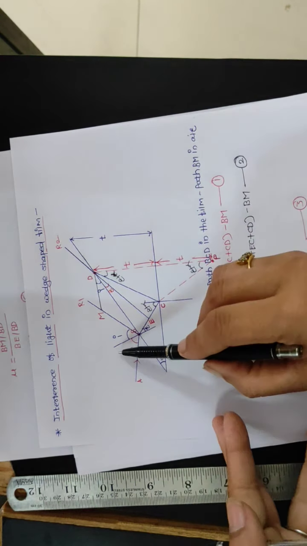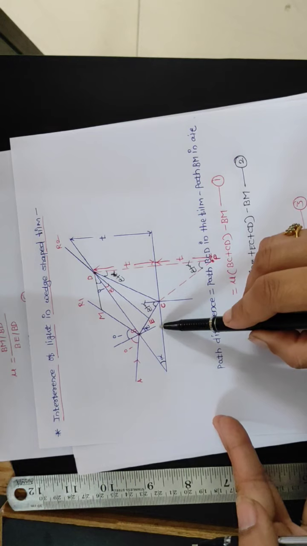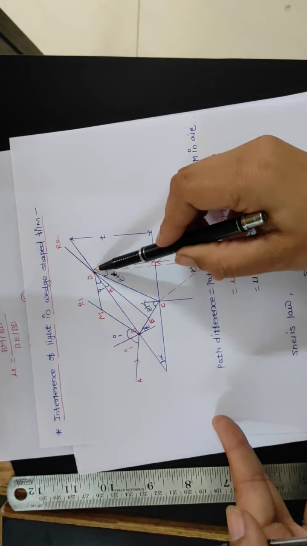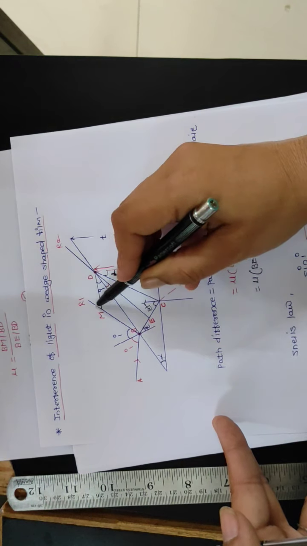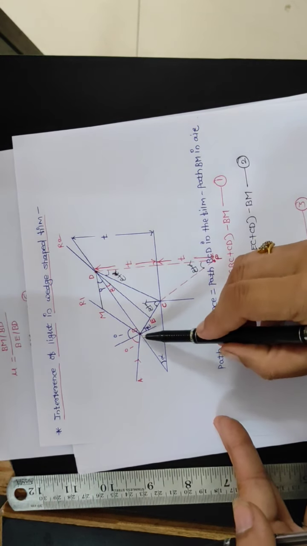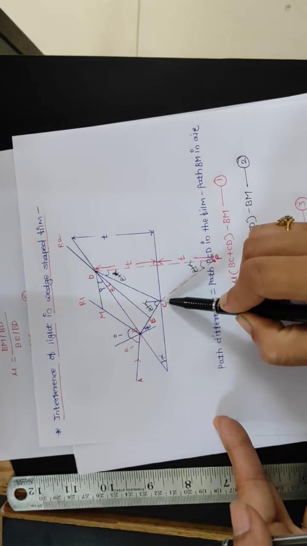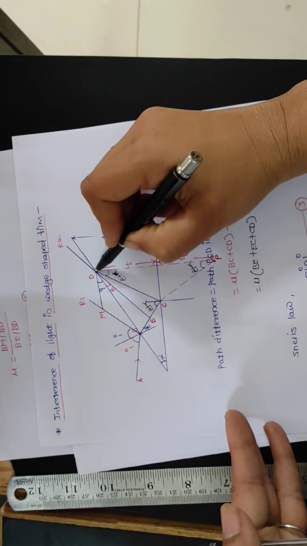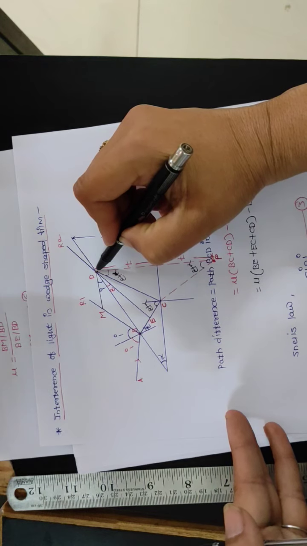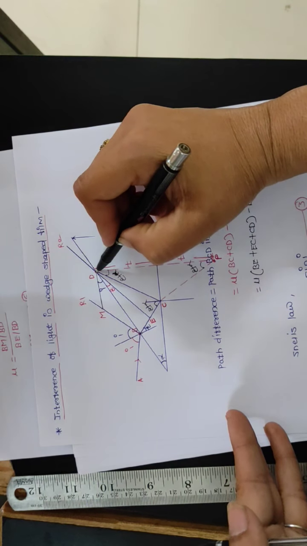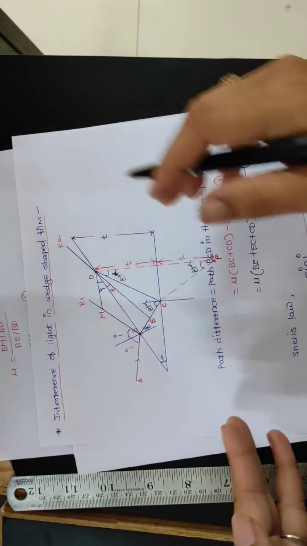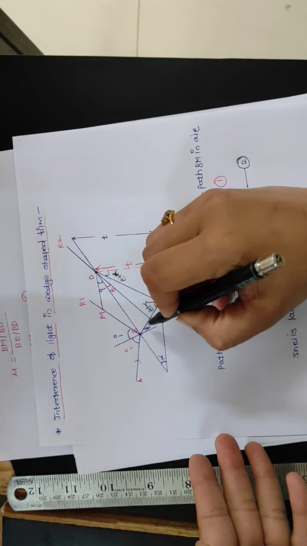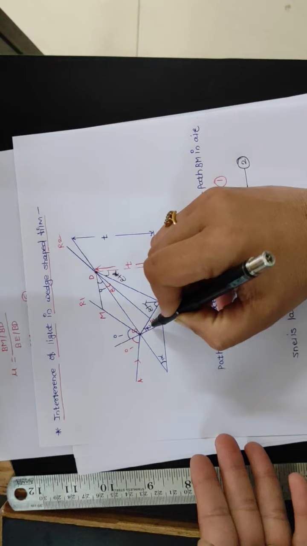Okay, now draw a normal. A ray of light AB is incident on this surface. The ray will be partially reflected along BR1 and partially refracted along BC. Now again from the point C, the ray will be reflected along CD, and similarly from the point D, there is a reflection and refraction. Now this is the angle of incidence i, and this is the angle of refraction r.